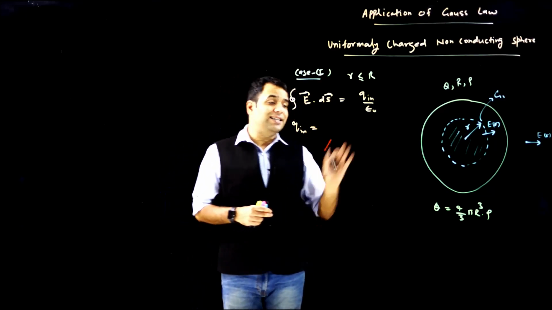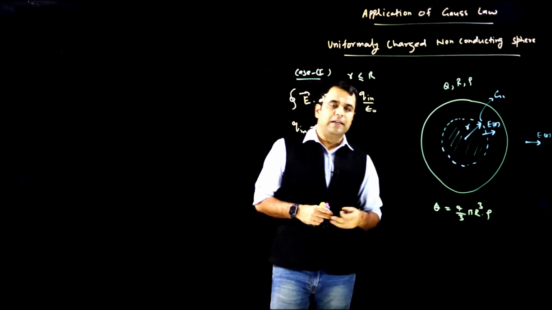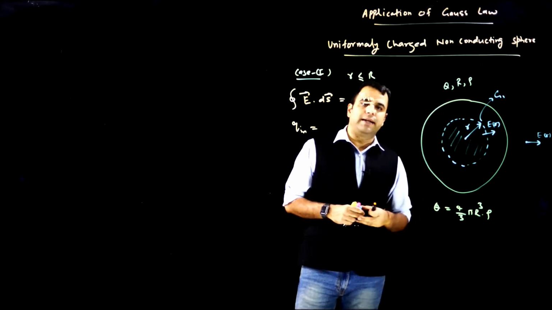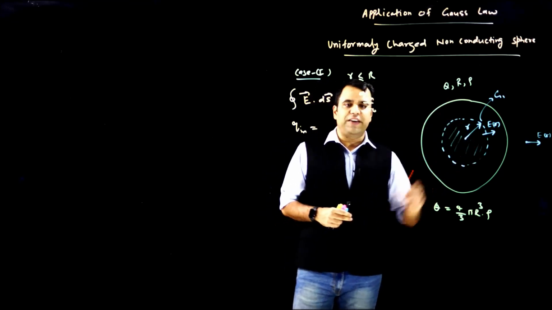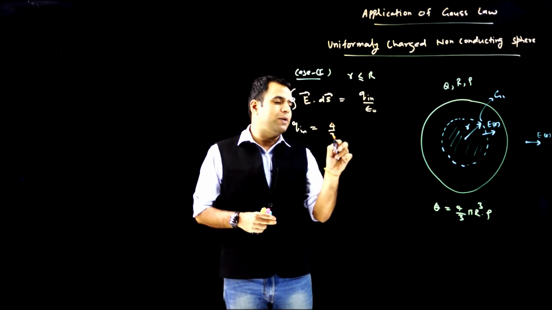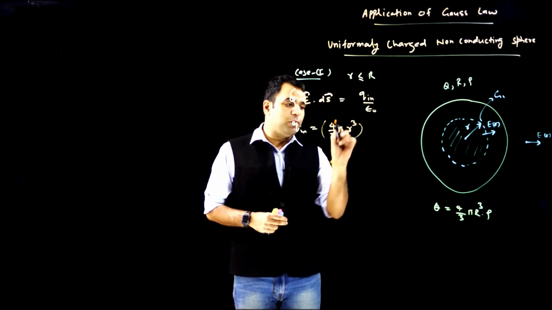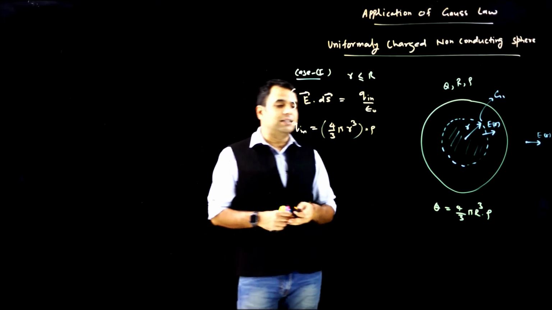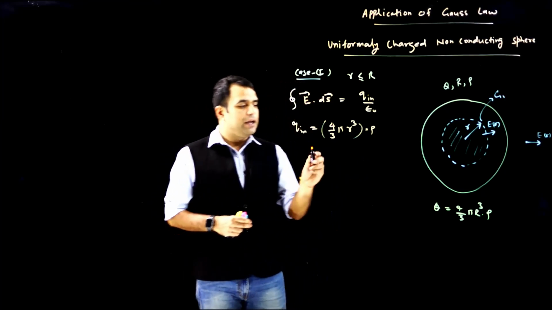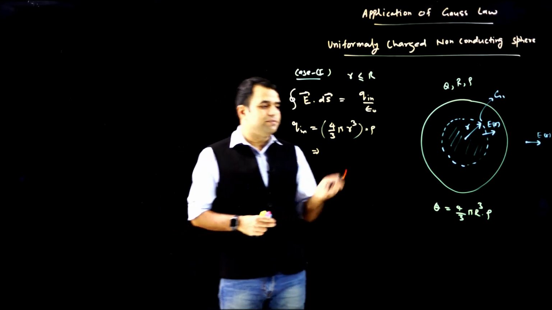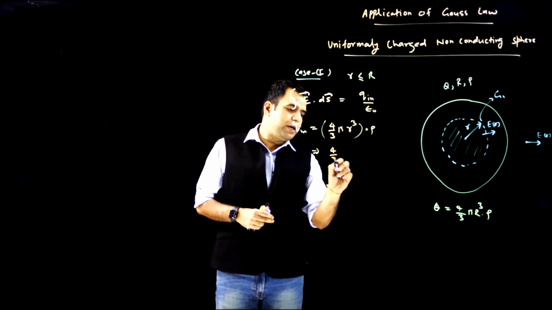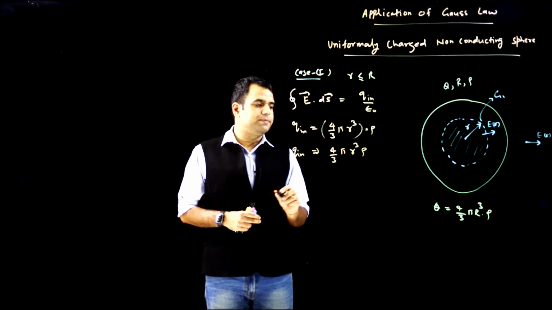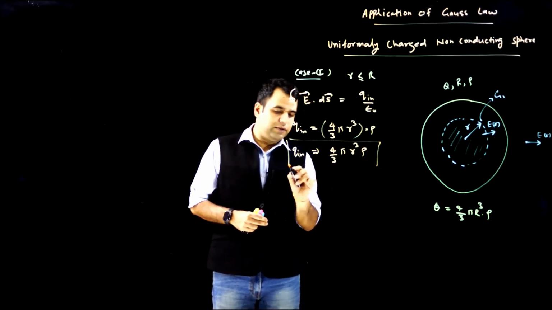Q_in is the charge inside the Gaussian surface. This is G1. So inside this G1, the total charge will be the charge within the volume of this G1. We know the volumetric density, which is rho. The volume of this Gaussian surface is 4 by 3 pi small r cube. If you multiply this with the volumetric charge density, you will get the total charge inside. So this will become 4 by 3 pi r cube times rho, that is your Q_in. Okay, so we got that.